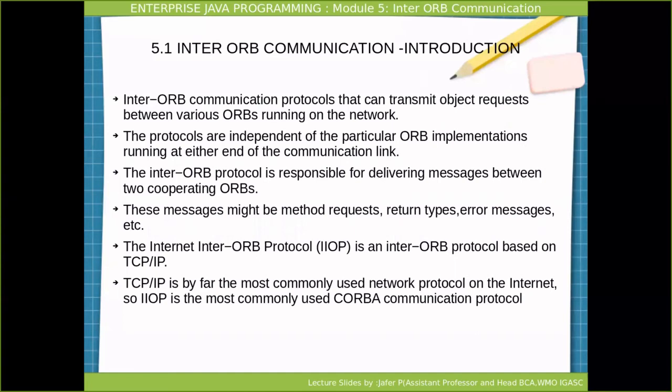TCP/IP is by far the most commonly used network protocol on the internet. You know that TCP/IP is the most common protocol used in the internet as a transmission control protocol. Similarly, in the family of TCP/IP there is a protocol called IIOP. IIOP is the most commonly used CORBA communication protocol. This is a very important point. What is the CORBA communication protocol used in the internet? It is IIOP, Internet Inter-ORB Protocol. Please keep it in your mind. This may be a one mark question.